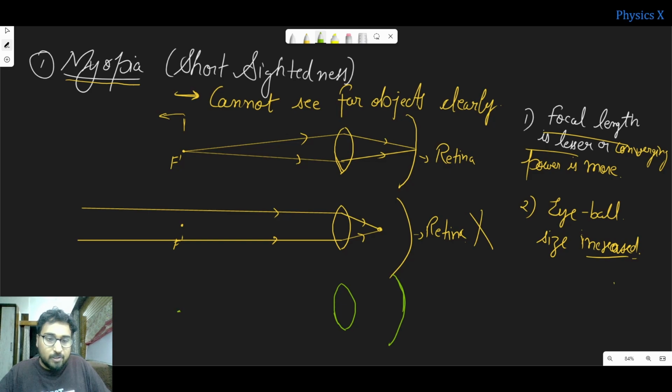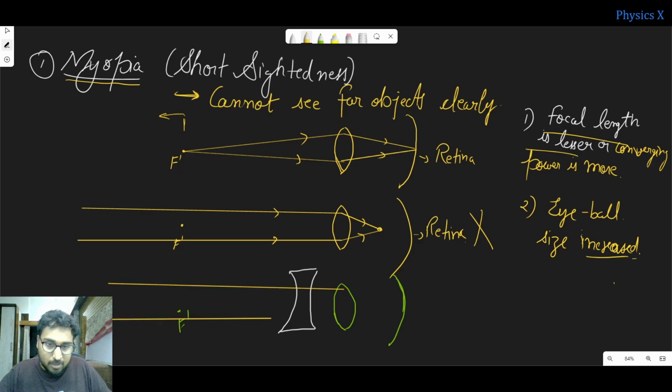Now we need to place a concave lens. I told you that we correct these defects of vision by using a concave lens. Now suppose I place a concave lens in front of this. What will happen to these rays of light which were coming parallel initially? They will come like this, up to this lens. Since this is a diverging lens, these rays will tend to diverge, like this.